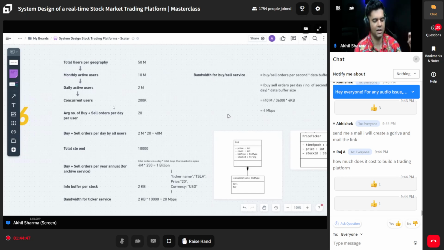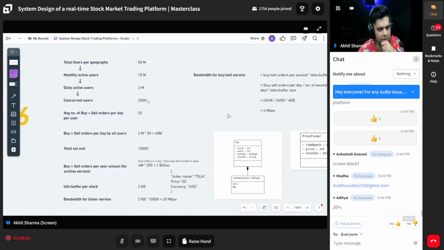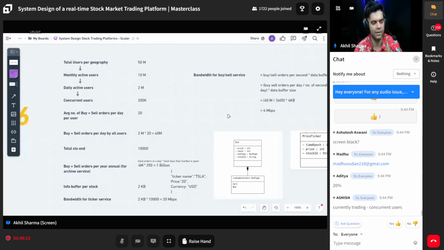Now you will see a pattern here. You will see a pattern that I'm doing 1 by 5. And from here on, I'm doing 1 by 10, right? So this is the industry standard for stock trading platforms. Because I had a lot of time, I found out the exact numbers for a stock trading platform, which is that the monthly active users is usually 1/5 of the total number of users on the platform. The daily active users is 1/5 of the monthly active users, and concurrent users are 1/10 of the daily active users. Okay, so I had the luxury of time.